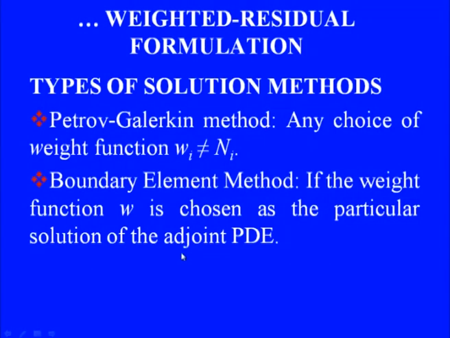And what we will discuss next will also theoretically fall into this category. Now, the next one is what we call boundary element method, and here the choice of weight function is very explicit. It is chosen as the particular solution of the adjoint PDE, and that converts our integral form of the weighted residual equation, which was over the entire domain, into a boundary integral, and that's the reason this method is referred to as boundary element method or boundary integral equation.